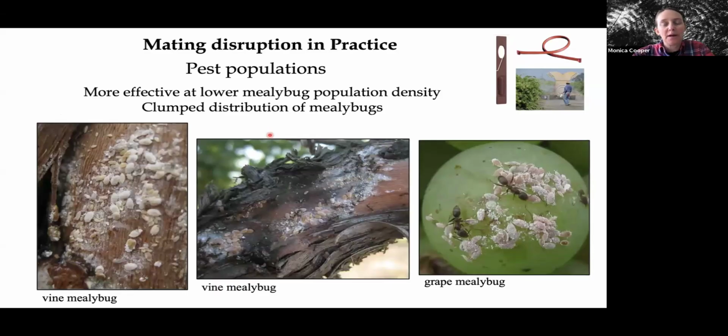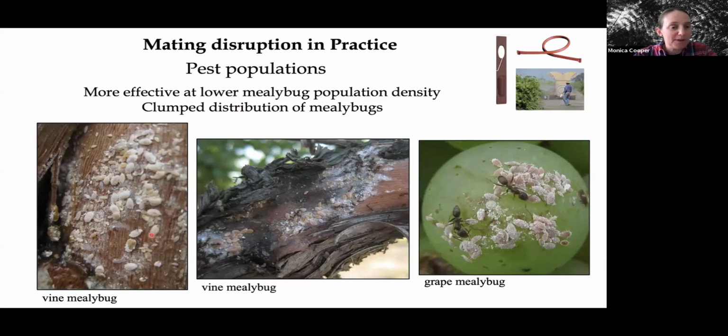And the reason for that is because mealybugs have a very clump distribution. So meaning a lot of them may be on a single vine, and then it may be a few vines in that area, and then it's the distance before you see any more. So in a clump distribution, and when they have very large populations, the male might not even leave the vine in order to mate. And if it doesn't leave the vine, it may not rely on the pheromone at all to orient towards the female. And so that's why we say that the lower mealybug densities are where you see more effective mating disruption.